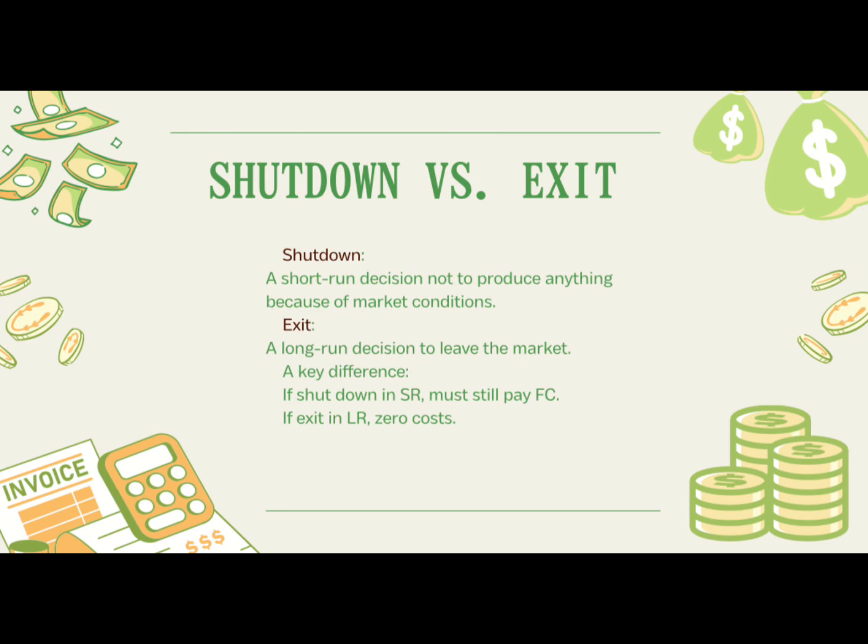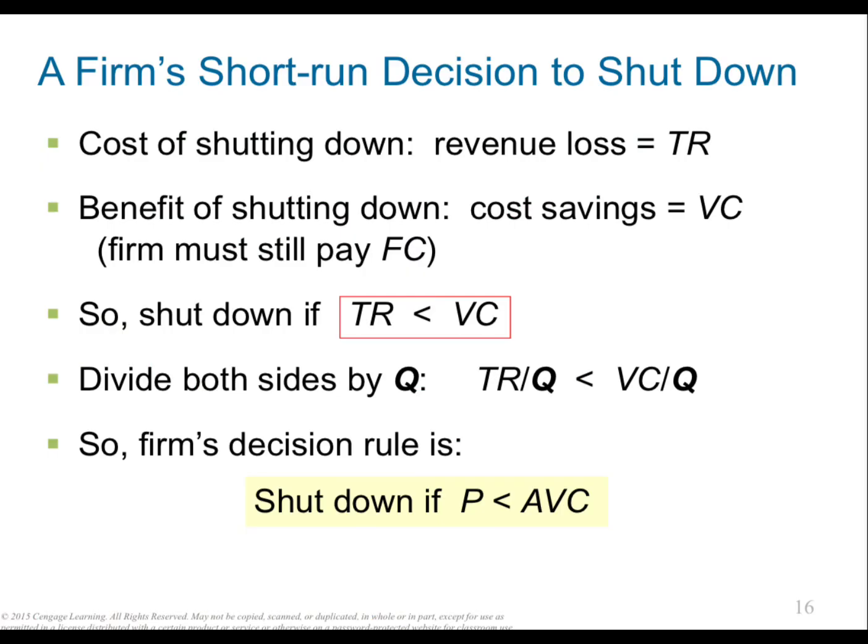In the short run, a firm may temporarily shut down, but in the long run, it may exit permanently. Shut down means stop producing but still pay fixed costs. Exit means leave the market entirely. A firm shuts down in the short run if revenue cannot cover variable costs. Shut down if P is less than AVC.